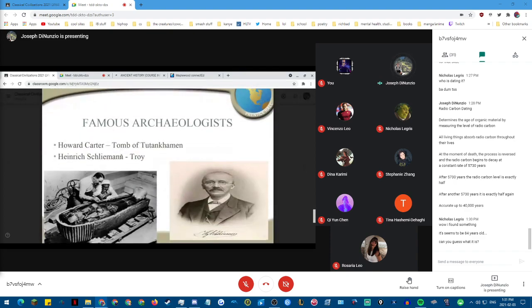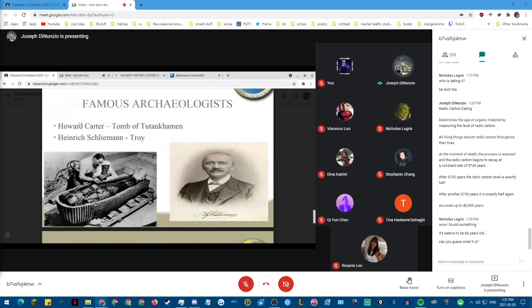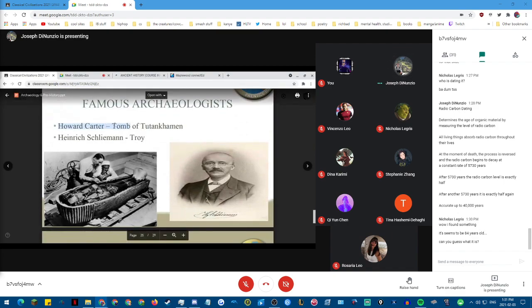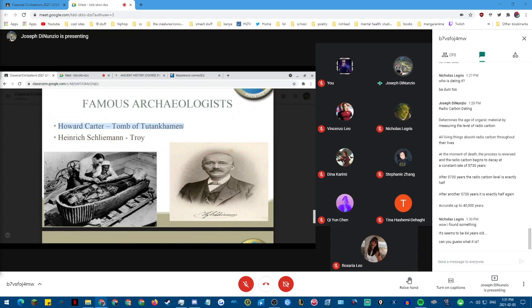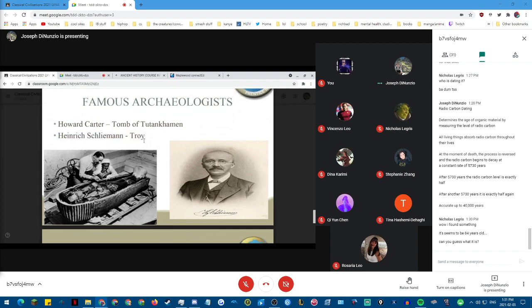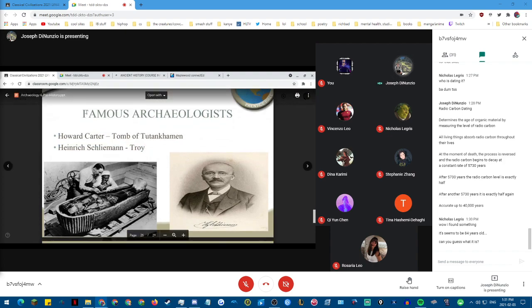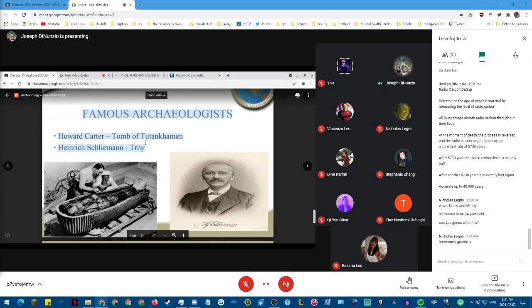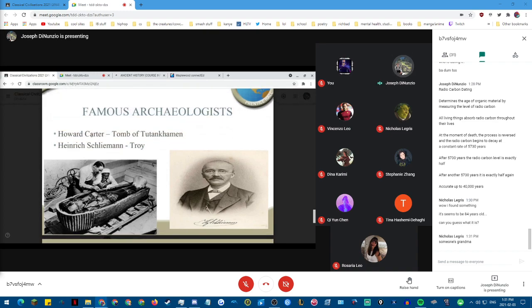Okay, so some famous archaeologists, of course, Howard Carter, who found the tomb of Tutankhamun, and Heinrich Schliemann, who found Troy. So these are some famous archaeologists here. We'll learn more about them.